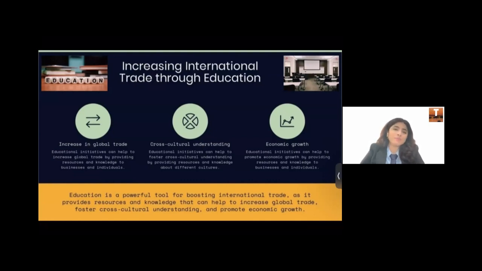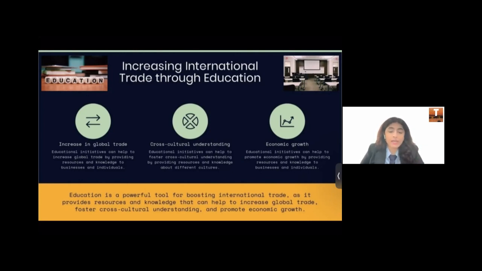Along with this, by offering courses, workshops, and certifications in these areas, education institutions can equip students, professionals, and entrepreneurs with the expertise which is very much required to engage in international trade activities effectively. Cultural understanding, in order to understand cultural differences and adapt communication styles, can enhance business negotiations, customer relations, and overall trade outcomes.